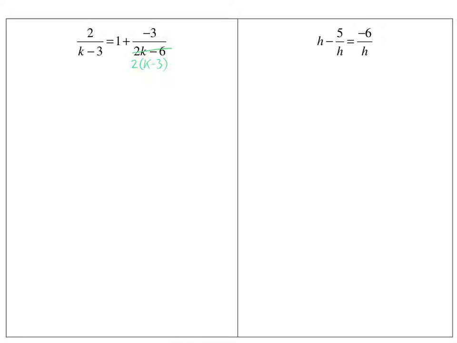Now, if you look at these two denominators, usually what you do is you take the biggest one, and then you start looking for what you need from the other one. So if I take this, doesn't it have the most stuff? Okay, then say my LCD is 2 times k minus 3. Let's say that's my LCD.